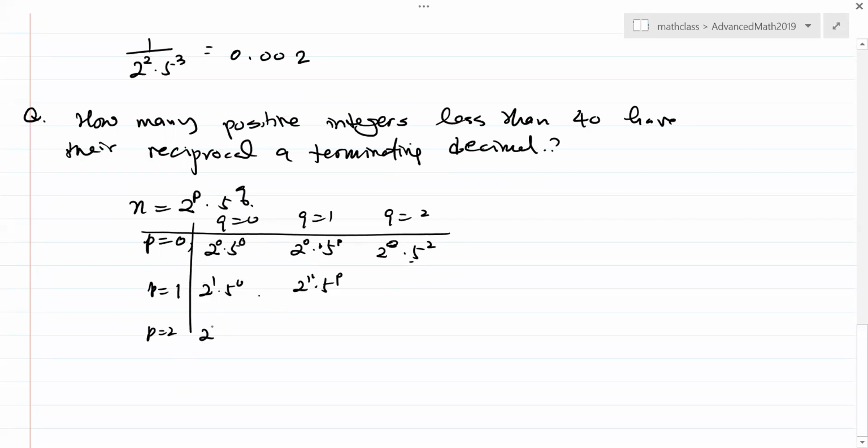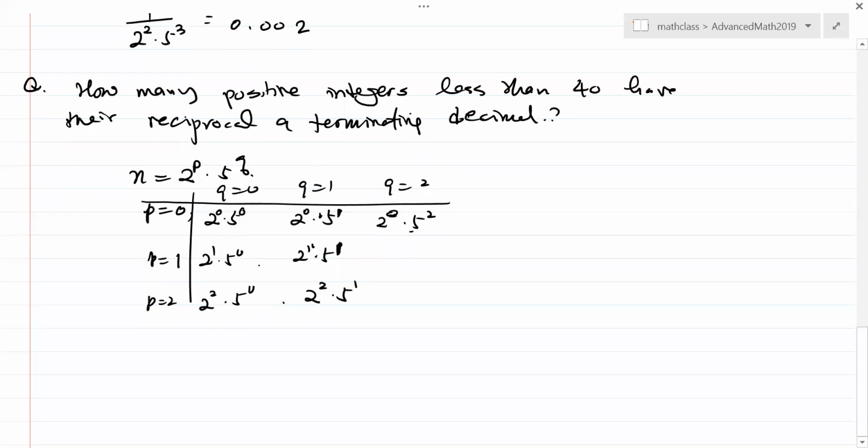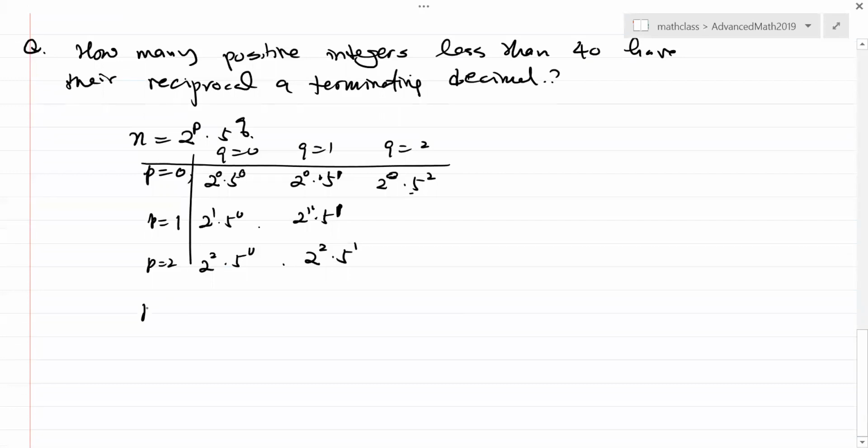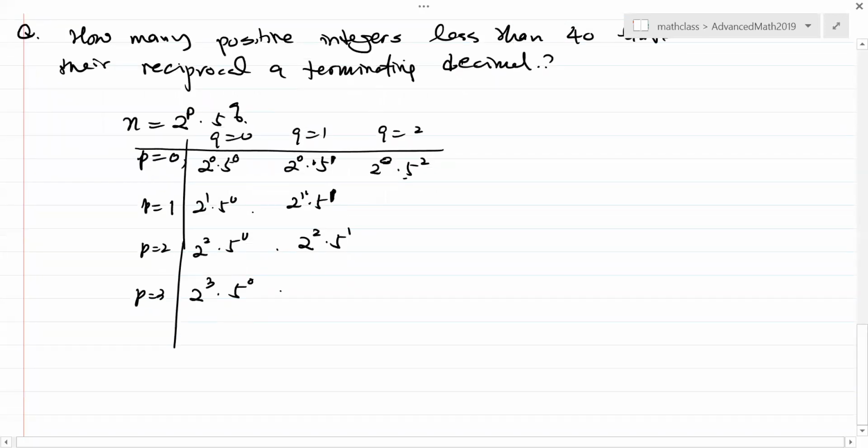Then p equals 2. So this will be 4 times 5, 20. Let me check. Yeah, 4 times 5, 20. Then 4 times 5 squared is now larger than 40. So then p equals 3, and 8. I think this will be 40, because 8 times 5 is 40. So you stop there. Then you count how many of them: 1, 2, 3, 4, 5, 6, 7. So there are 7 such numbers. Okay, so you get all of them.